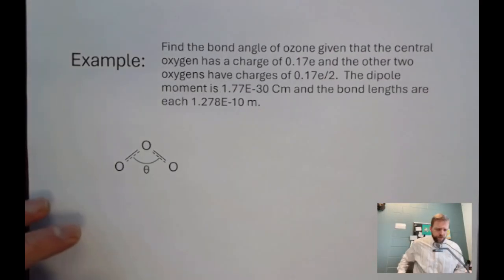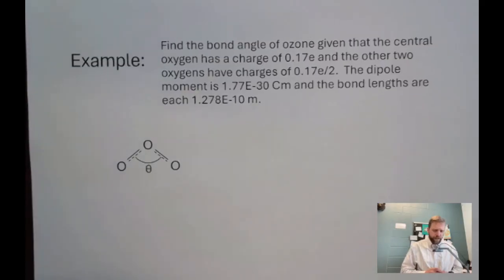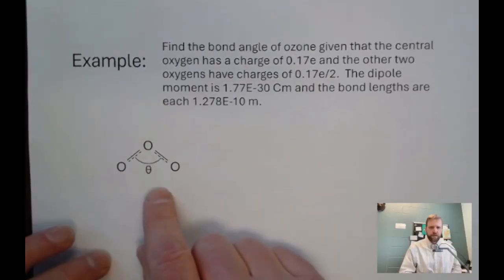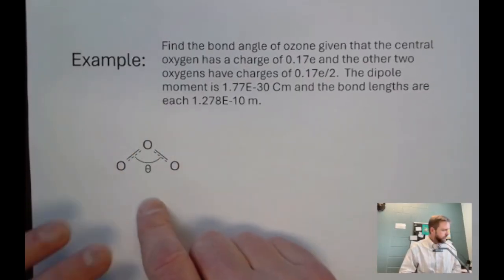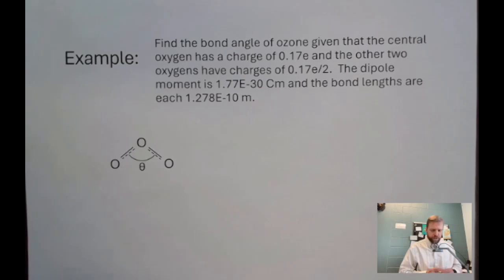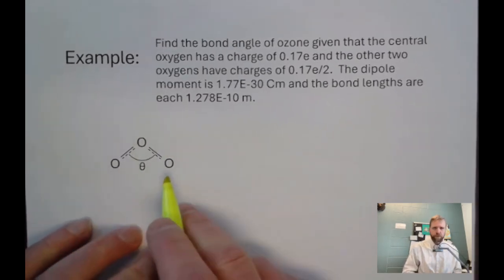All right, so in this example, we want to find the bond angle of ozone. That's this molecule right here. Don't worry if you don't know any chemistry. Everything is in the problem statement. This is just a geometric problem that we're going to solve.